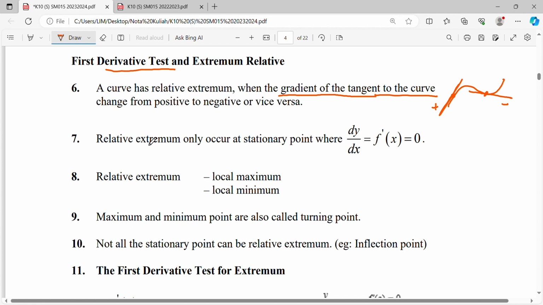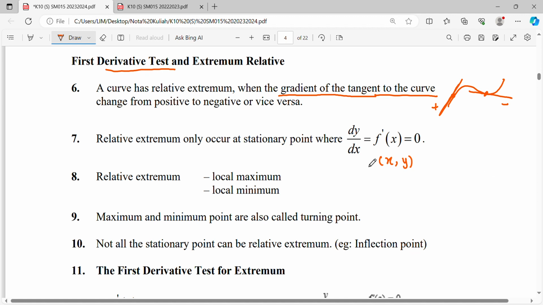So relative extrema only occur at stationary points where f prime x equals 0, the first derivative equals 0. This is where we start our critical point. When we find our critical point, we get our x coordinate and y coordinate. Our point maybe can be a maximum, maybe a minimum. Those points we can call turning points or stationary points. Not all stationary points can be extrema. Sometimes you can get an inflection point, maybe. So we have to undergo our test.